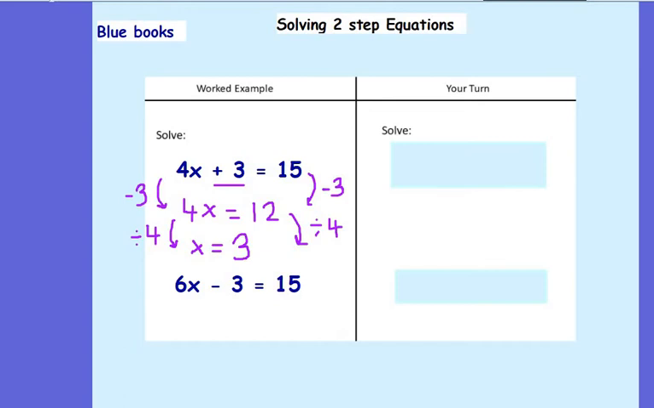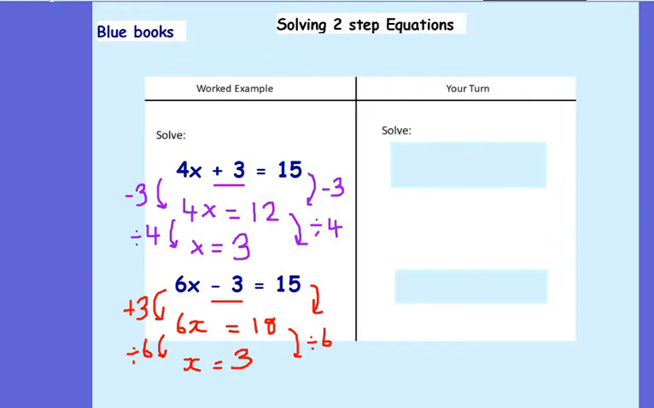For my second question, I've got 6x take away 3 equals 15. The first thing I want to get rid of is this take away 3. Jonas, how can I get rid of the subtract 3? What do I need to do to both sides of my equation? I need to add 3, exactly. That leaves me with 6x equals 15 plus 3, which is 18. I then want to divide both sides by 6, which leaves me with x is equal to 3.